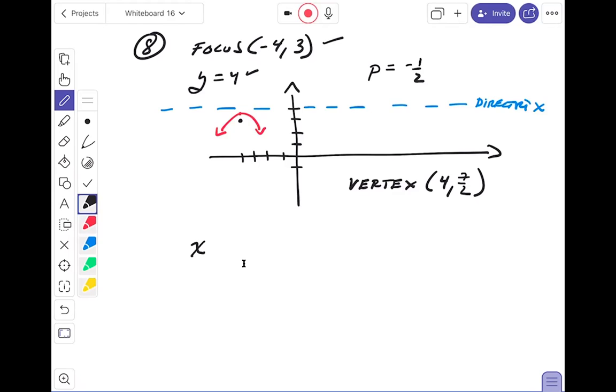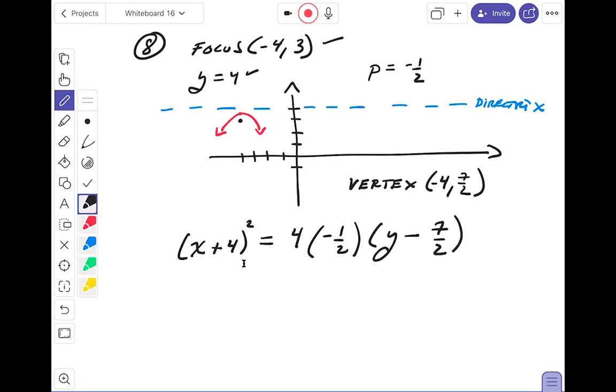X minus, right? Something, right? Minus, I'm sorry, I wrote a wrong number over here. That's minus 4 for the vertex. Sorry about that. X minus a minus 4, x plus 4, squared, we'll look at the key later, 4p y minus 7 halves. We're looking at the vertex to do that.